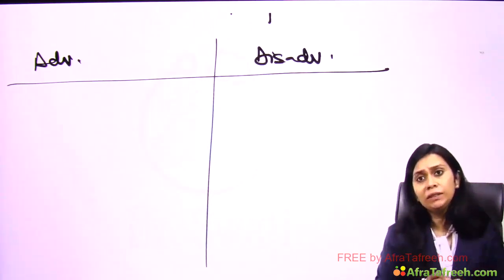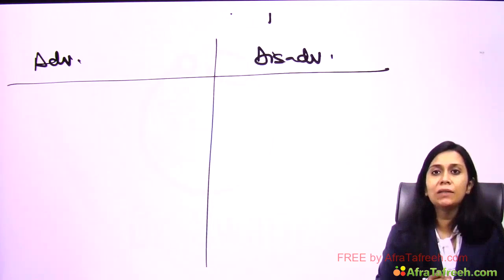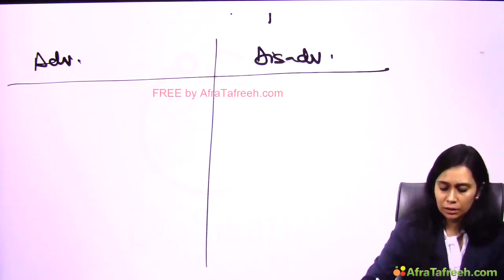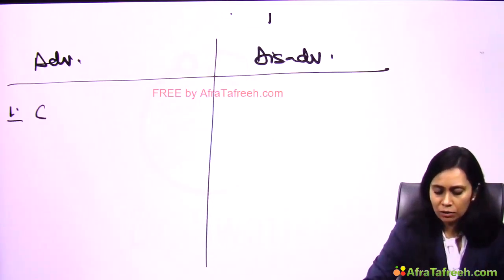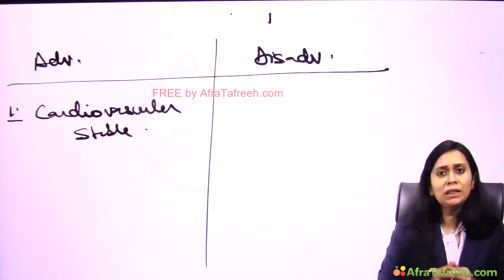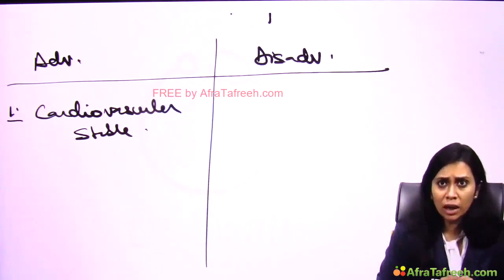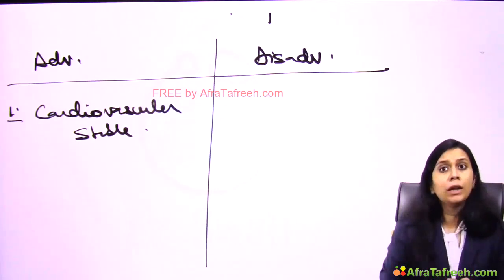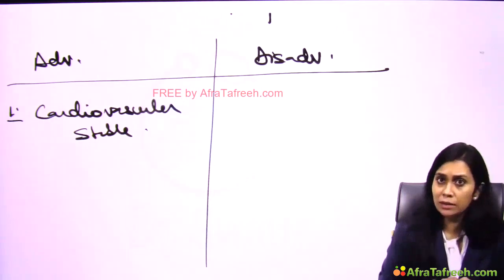The oldest agent of anesthesia, ether, is completely cardiovascular stable. Cardiovascular stable. The latest inhalational agent of anesthesia, desflurane: is it cardiovascular stable? No. It decreases blood pressure and increases heart rate.